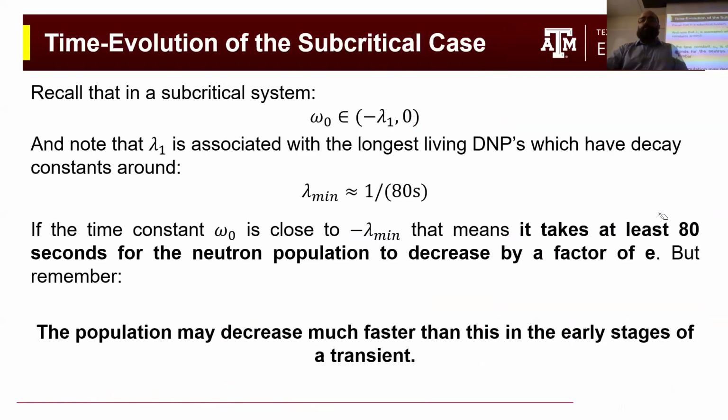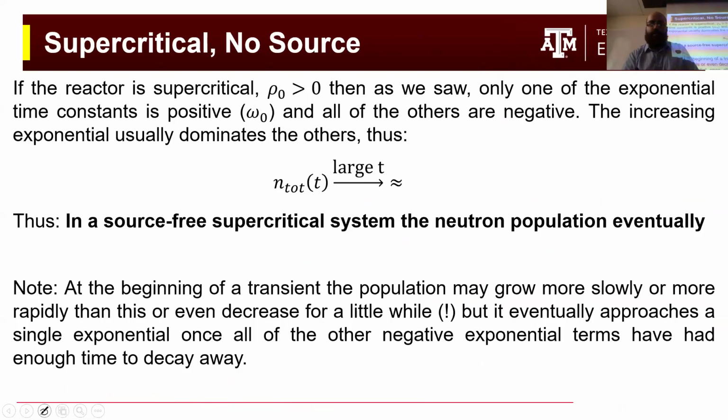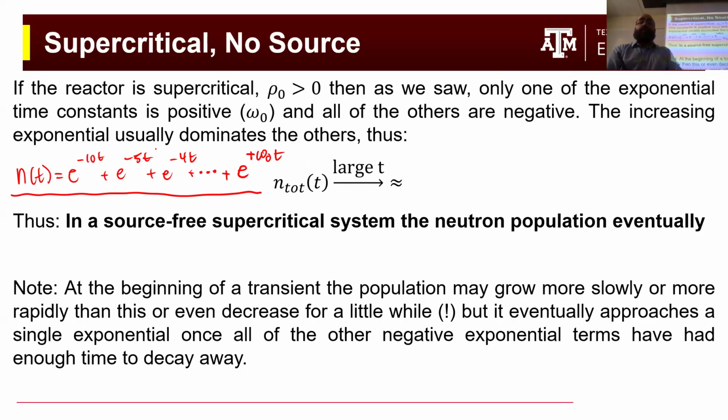If we were to write this out, if we were to write out n of t, maybe it looks like e to the negative 10t, and e to the negative 5t, and e to the negative 4t, and then all of them are negative except for the last one, which is e to the positive omega naught t. So if my solution looks like this, and it does look like this, right? Because all of the time constants are negative except for the last one.